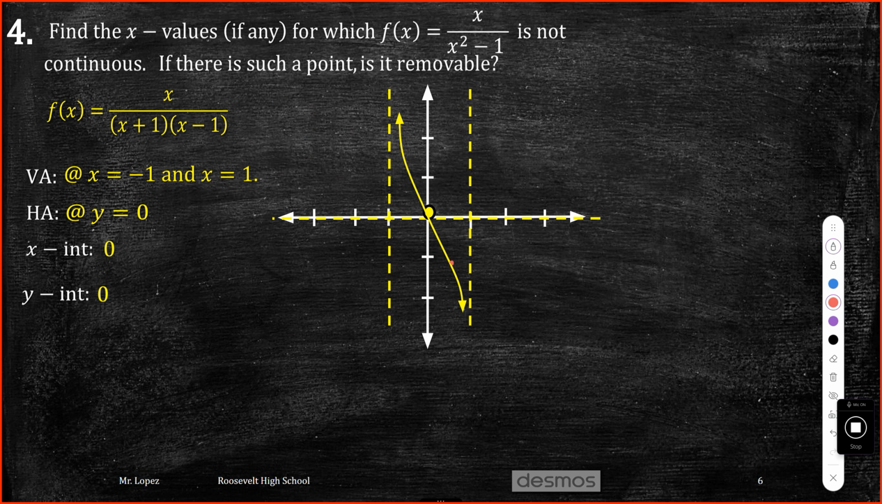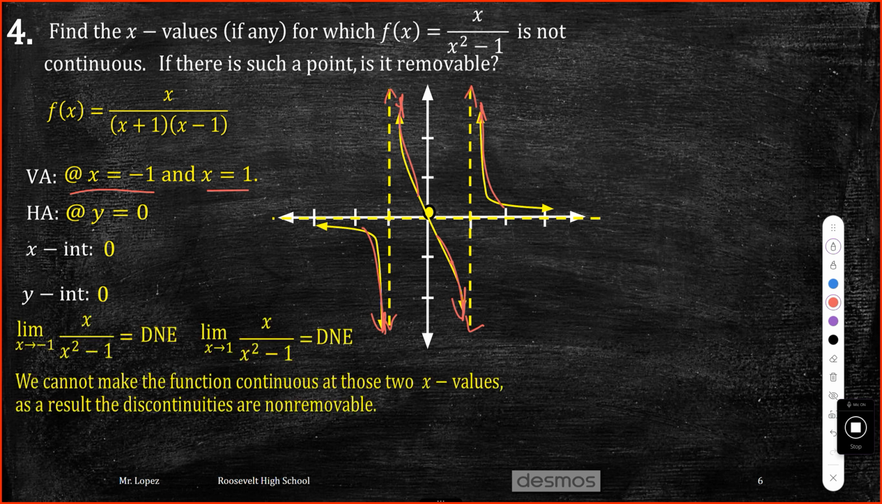So since it has asymptotes here and here, we don't even need to graph this thing. We already know that, and whatever this other one does on the left and the right, okay, something like that. It will not be continuous at x equals negative 1 and x equals positive 1, because there's no way for them to be continuous there. There's one negative infinity, one positive infinity. So it is non-removable at x equals negative 1 and x equals 1. We cannot make the function continuous at those two x values.